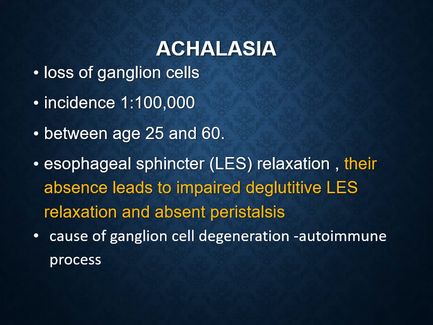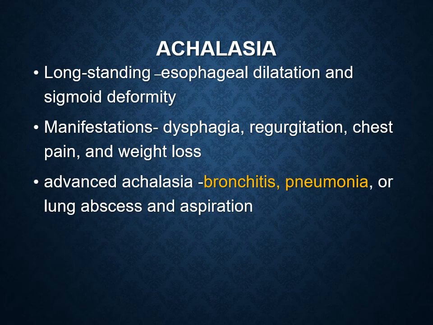The ultimate cause of ganglion cell degeneration in achalasia is an autoimmune process attributable to a latent infection with human herpes simplex virus 1. In long-standing achalasia, there will be a progressive dilatation and sigmoid deformity of the esophagus with hypertrophy of the lower esophageal sphincter. The clinical manifestations may include dysphagia, regurgitation, chest pain, and weight loss. And those with advanced achalasia are at risk for bronchitis, pneumonia, and lung abscess from chronic regurgitation and aspiration.